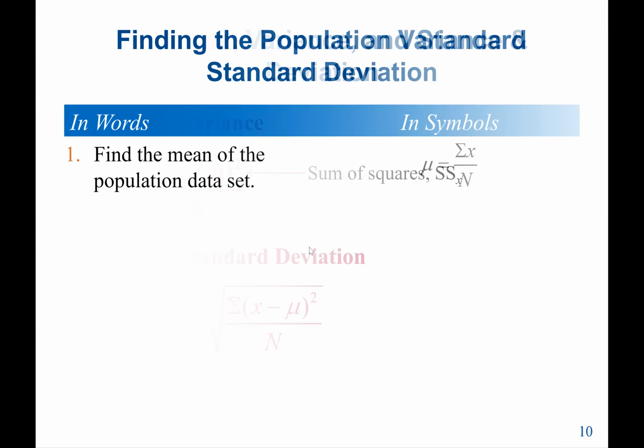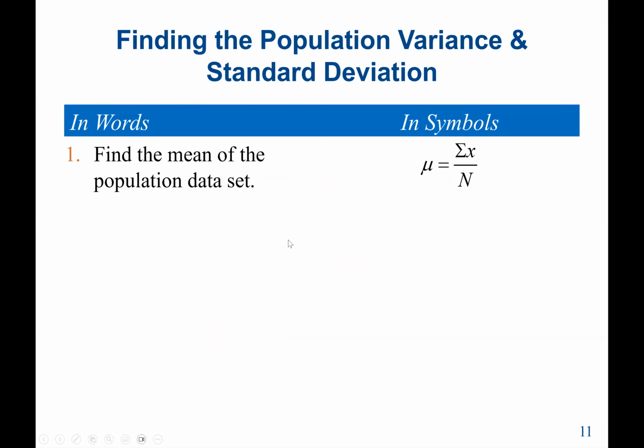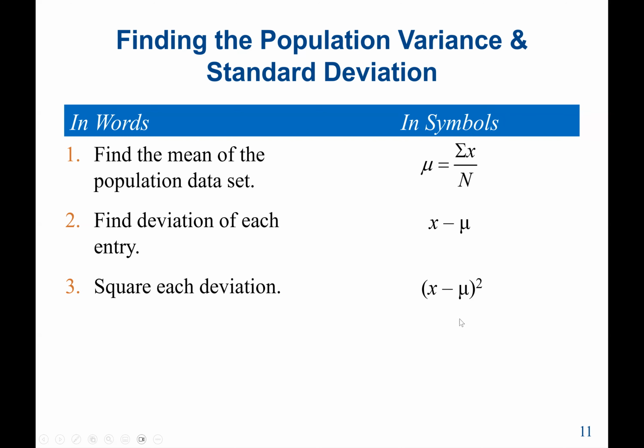Now, with the sample, we are going to do n-1. But let's go through the steps for the population variance and also the standard deviation. So first thing we do, as we said, find the mean of the population data set. Then we are going to find the deviation of each entry, which means we subtract the population mean from each value. Then after that, we are going to square each deviation.